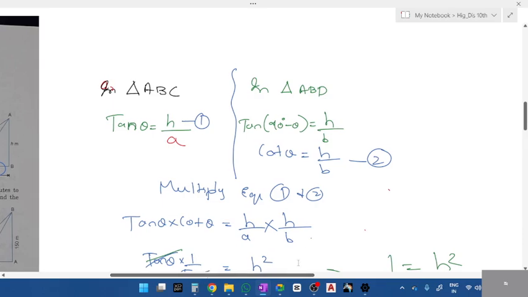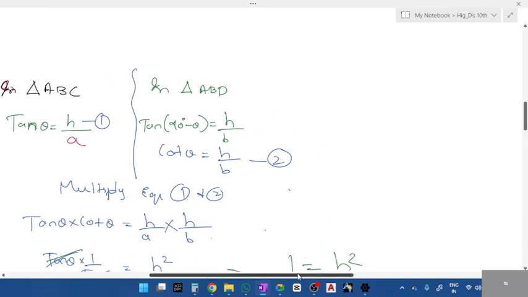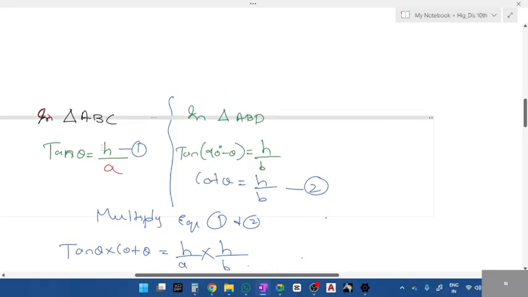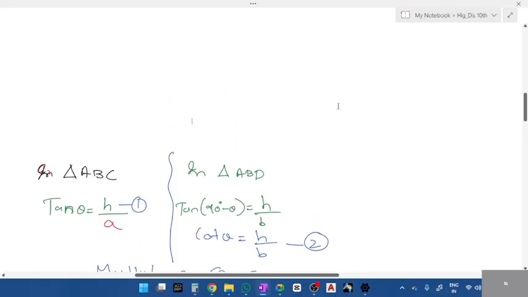Understood? All of you understood? Will you try this? Okay. So the diagram, only this I'll show you on this part. The other thing you have to solve it. Equation 1, equation 2.